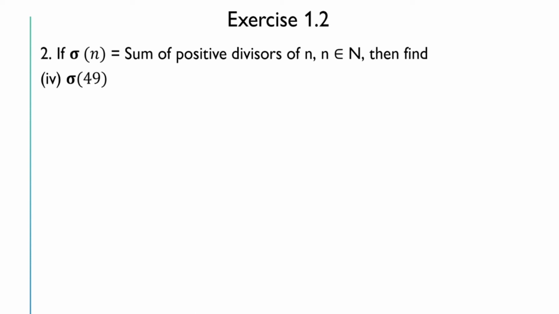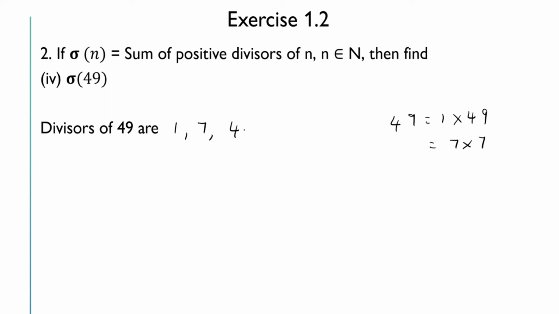The next question is sigma of 49. So we have to find the sum of positive divisors of 49. First we will see the divisors of 49. 49 is 1 into 49 and 7 into 7. So the divisors are 1, 7 and 49. So sigma of 49 is 1 plus 7 plus 49, which is equal to 57. So this is the sum of positive divisors of 49.